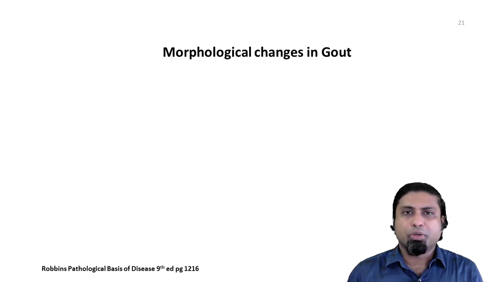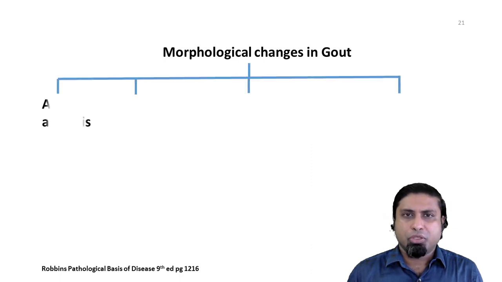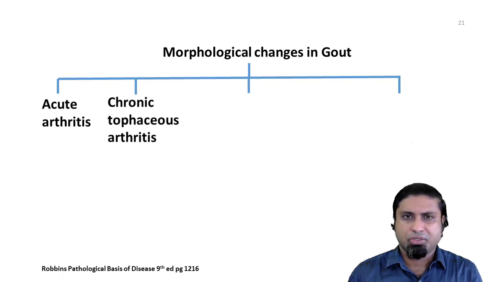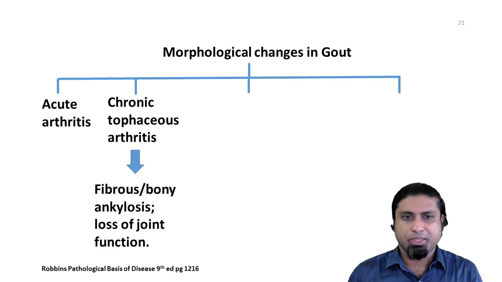Right, so we need to know about the morphological changes in gout. Initially, we can have acute arthritic gout, which we saw in the previous slides. But if this is poorly treated or left untreated, if the patient is allowed to suffer from repeated attacks of acute gout, then in the coming years, the patient will progress to a stage of chronic tophaceous arthritis. Now, this is characterized by fibrous or bony ankylosis and can interfere with joint function.